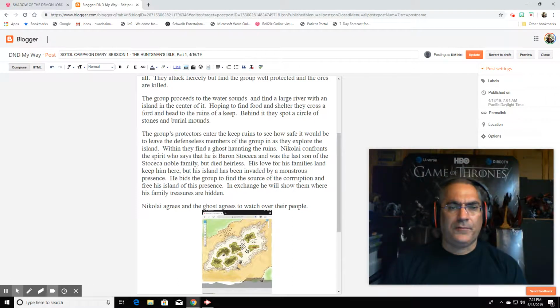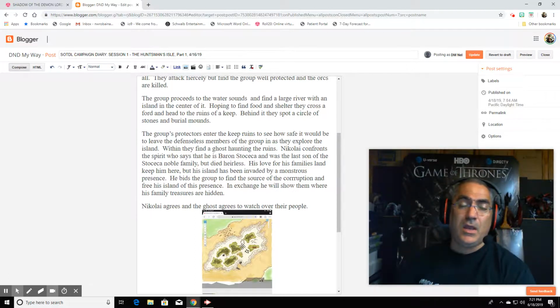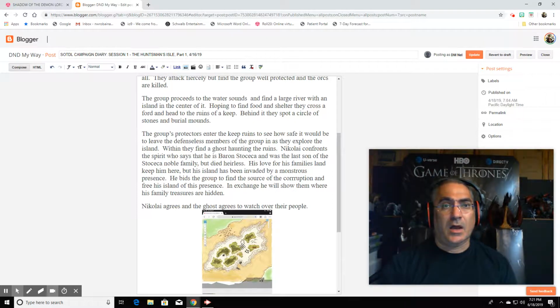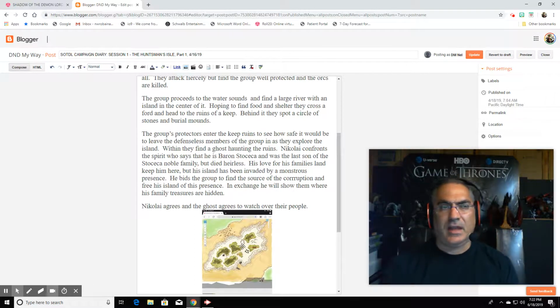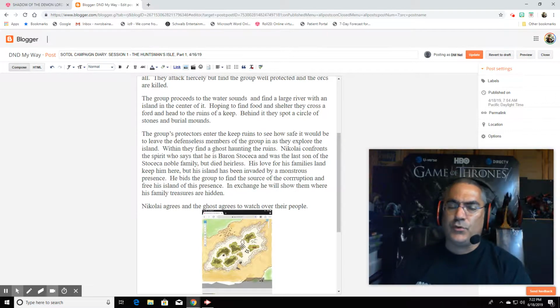And so the noble himself appears to the heroes and basically says that he will show them where his family stash is, the family treasure, where it's hidden, if they do him a favor by clearing the corruption that has appeared on the island. He's not specific about the corruption because he's kind of trapped in this ruined keep, so he can't venture out of it to find out what the corruption is, but he can sense it. And the corruption that has come to his island has really brought his spirit back and trapped it here in the keep.